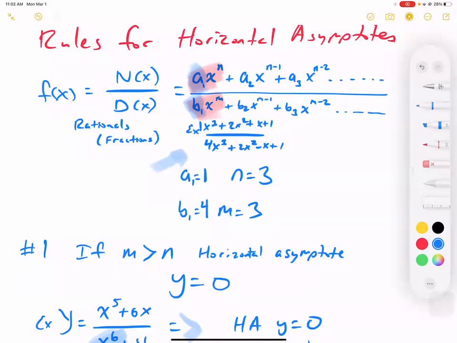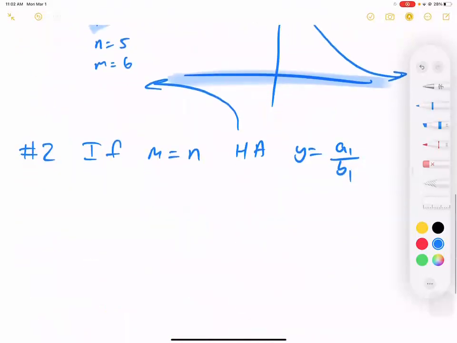So I'm going to give you a couple of them here. If I say x cubed over x cubed minus 1, these are pretty darn close, aren't they? Pretty darn close. But what is the front coefficient? An invisible 1 and invisible 1. So what is the horizontal asymptote? Y is equal to 1 over 1, which is equal to 1.